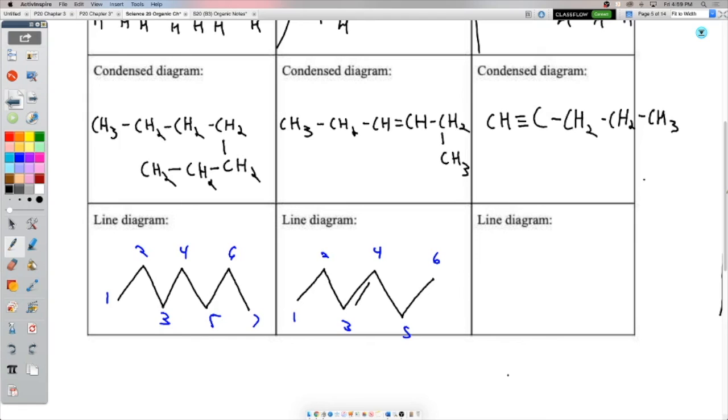Now to do the line diagram for pent-1-yne: pent means 5 carbons, so 1, 2, 3, 4, 5. Double check, count them at the end: 1, 2, 3, 4, 5, there we go, we're good. And we need a triple bond on the first carbon. There's a single bond right now, that would make it a double bond, and that makes it a triple bond. Pent-1-yne.